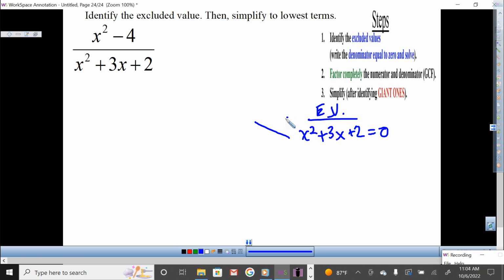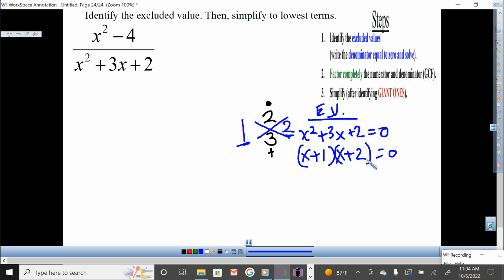Factor. What number goes on top? 2. What number goes underneath? 3. What factors of 2 add up to 3? 1 and 2. Now, do we need to do the grouping and all that? No, tell your neighbor the 2 factors now that we have those 2 numbers, please. What are my factors? X plus 1 and x plus 2.